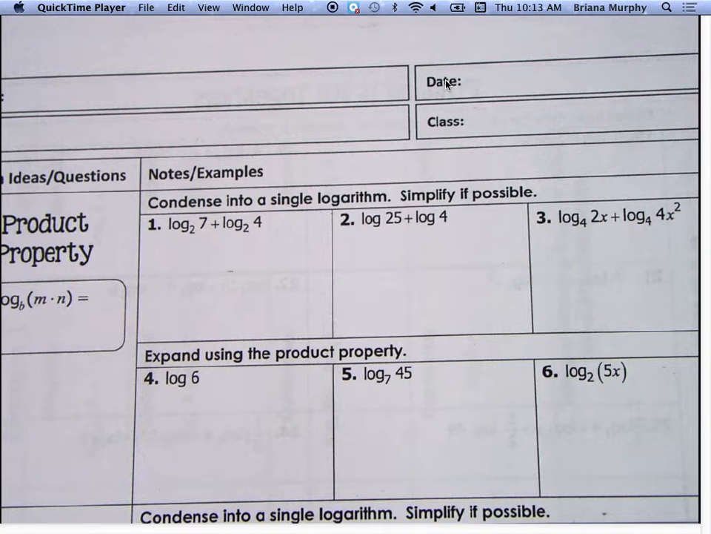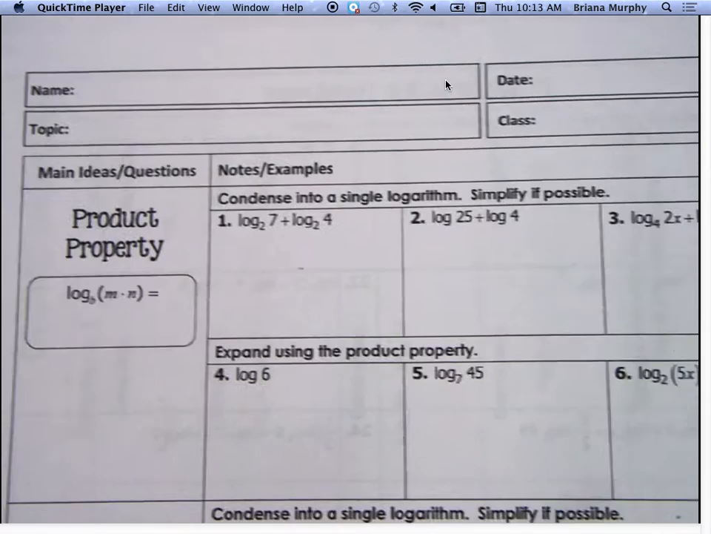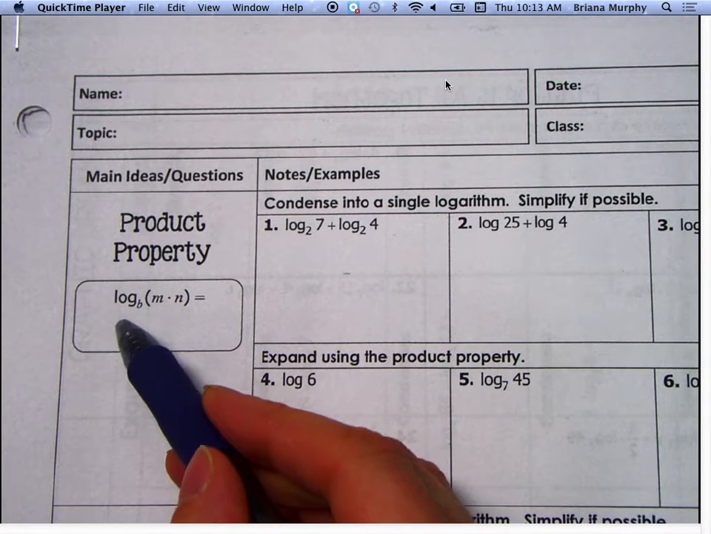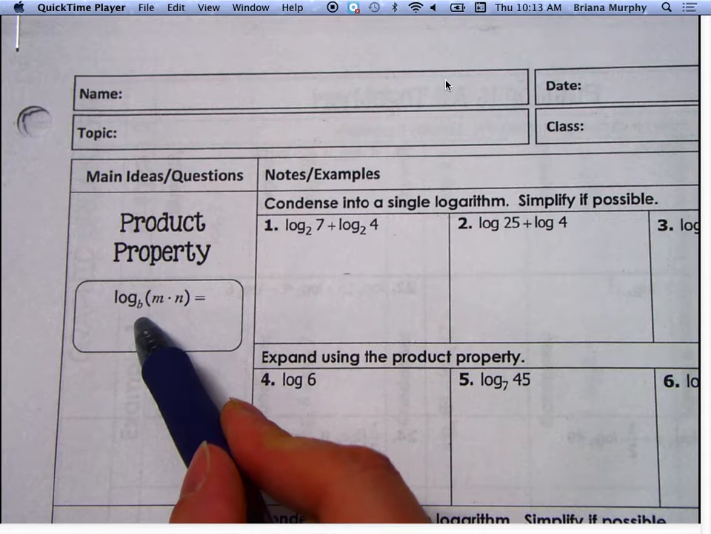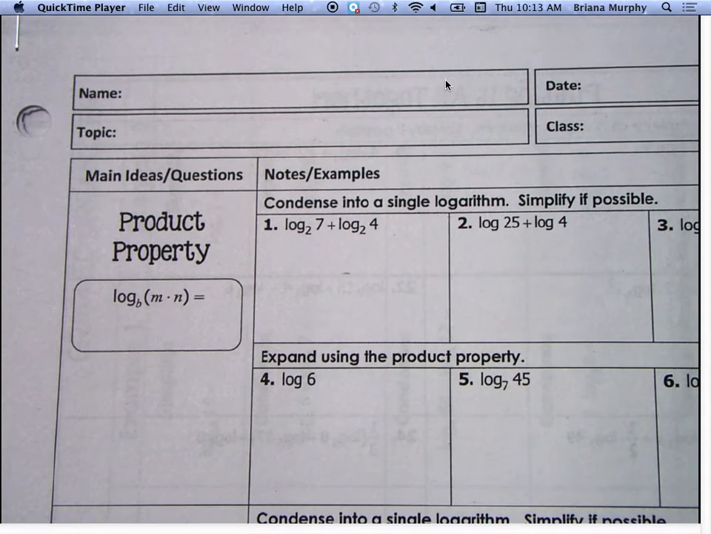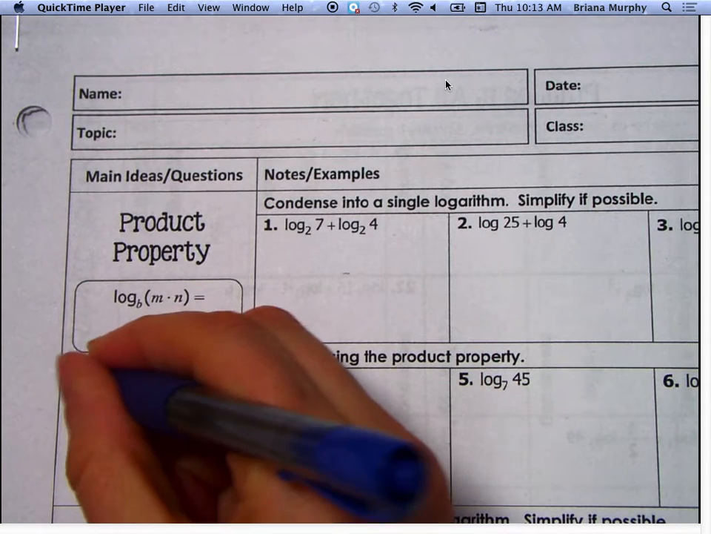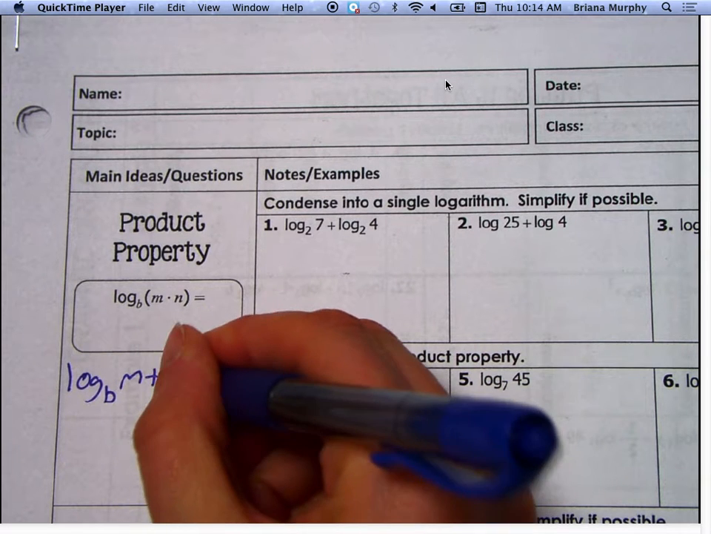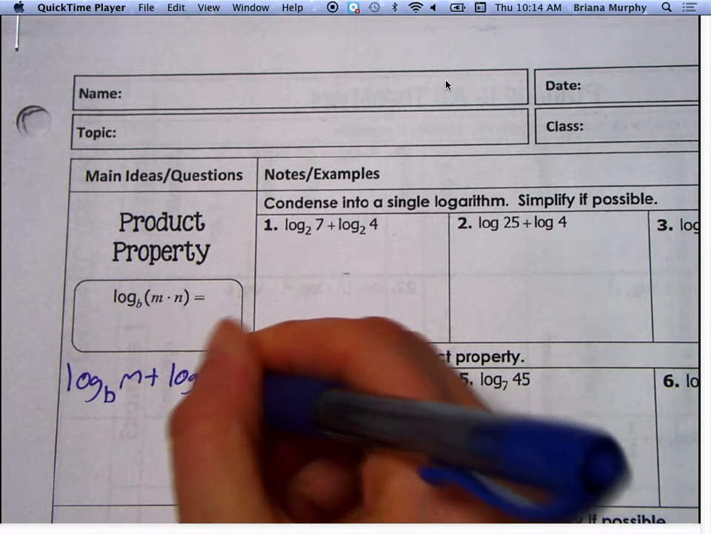And then we're going to put them together. Okay? So we're going to talk about them isolated, and then the next page is all about putting them together. Okay. Let's start with the product property. This just means if we have log base b of m times n, that is the same thing as log base b of m plus log base b of n.